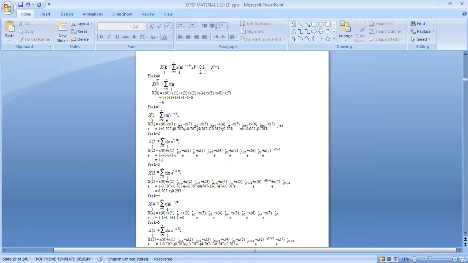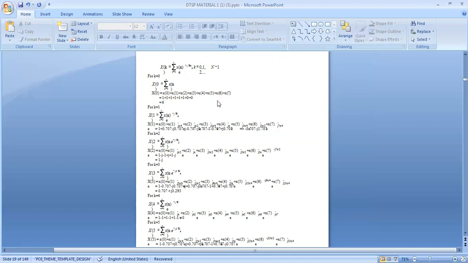We have to find out the value for k is equivalent to 0. So substitute k is equal to 0. So what will happen? X of 0. One more thing you can remember: when you are equating k is equivalent to 0, e power anything for 0 value will be equivalent to 1. So the first expression will be the summation of x of n values alone. What are the points which are given over there? We'll be having x of 0 plus x of 1 plus x of 2 plus x of 3 plus x of 4 plus x of 5 plus x of 6 plus x of 7.